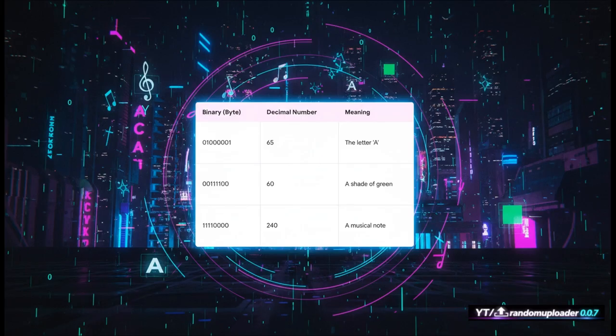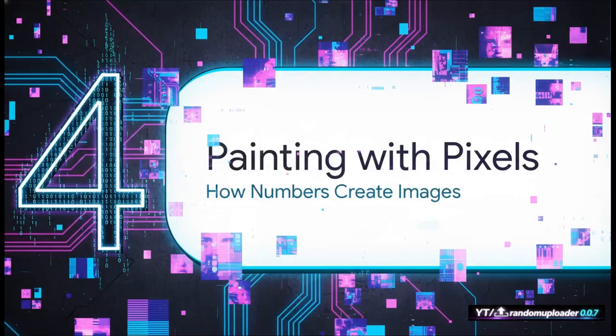Or take 00111100. That's the number 60. And maybe that's the code for a specific shade of green. It's like a universal translator that turns simple numbers into anything we can imagine. All right, this is where it gets really cool. Let's take this idea and see how it literally paints the pictures we see on our screens every day.